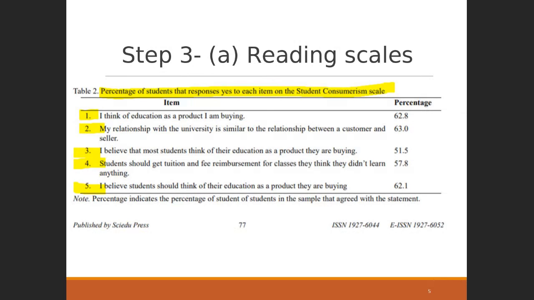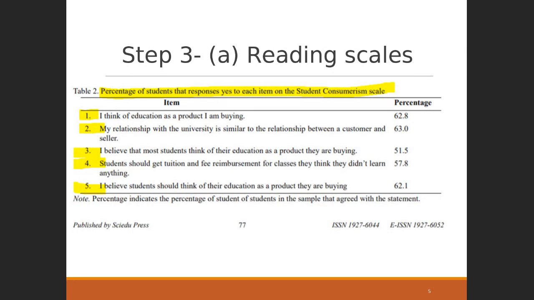So we did not need to go to the original article to find out about those five questions to measure student consumerism. These five questions were given in one of the tables in the same paper. So these are the five questions to measure student consumerism. Now remember, these questions were originally developed by Fairchild and Craig in the year 2014. And when you use the same questions to measure student consumerism, you need to give credit to the authors who developed these questions by referring to them in your methodology section.